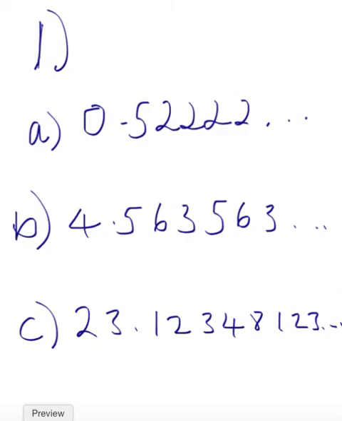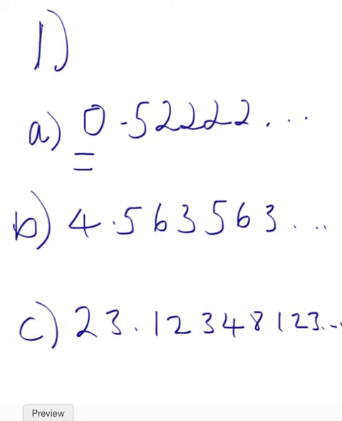Okay, question 1 asks us to write the final answer for these infinite decimals, and we know the different types of decimals we can have. So let's have a look at the first one. When we have an infinite decimal, we always check and see if there is a recurring pattern, a pattern that repeats itself, and write down the pattern once.